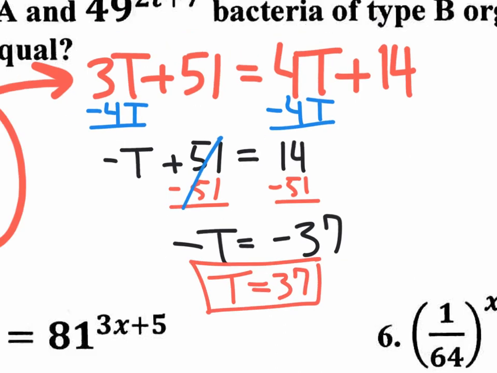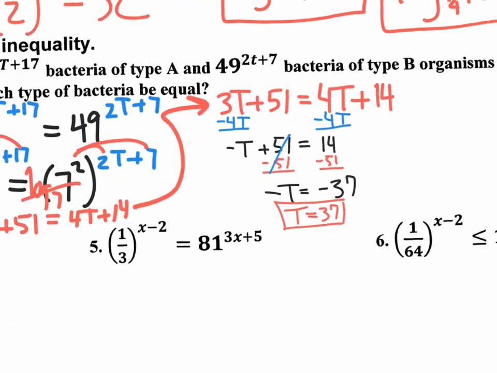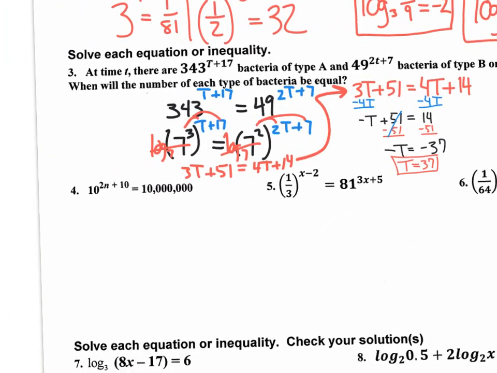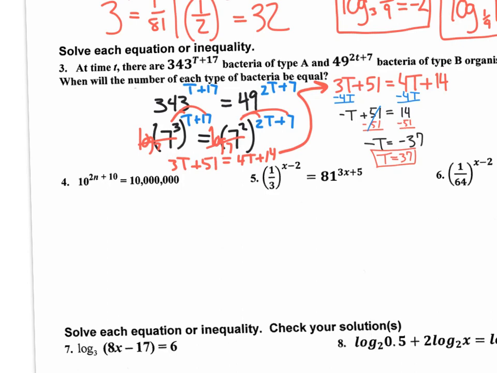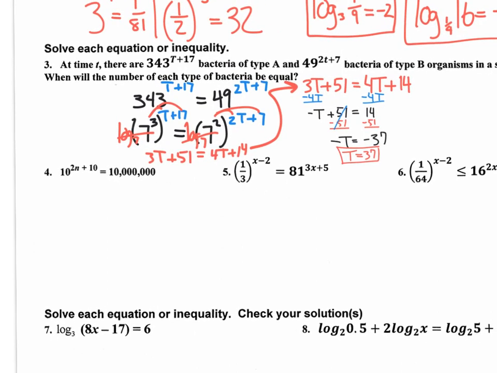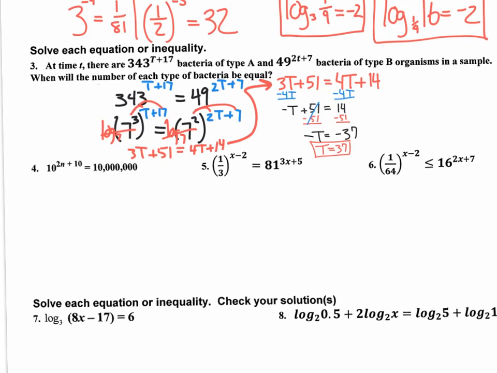So the answer to the question, at what time t will the bacteria be equal to each other? Well, it'd be 37. I don't know if it's 37 hours or 37 minutes. It doesn't really specify in this word problem. But that's how to do number 3.